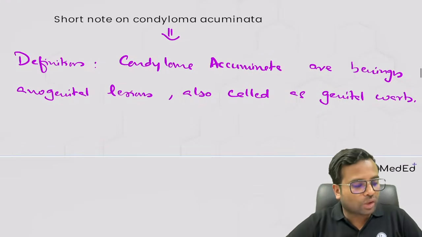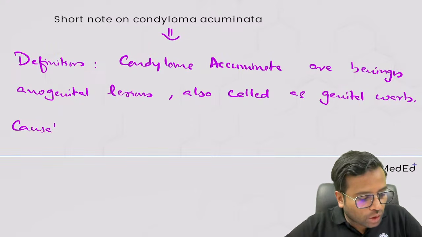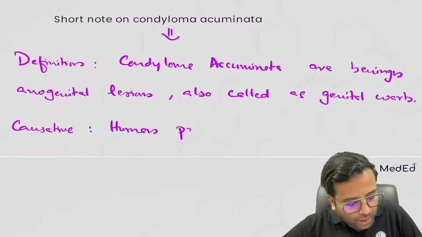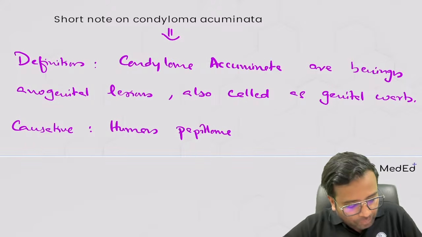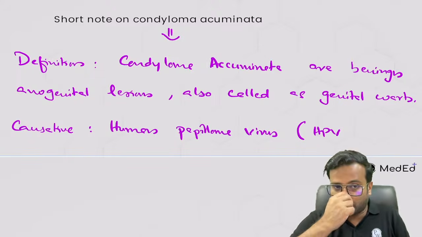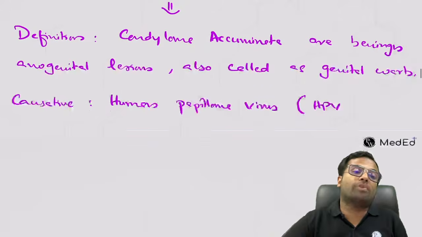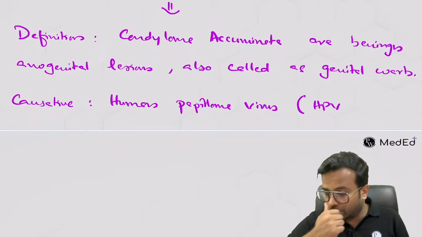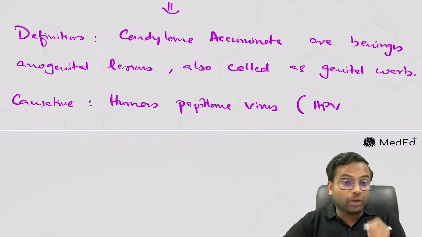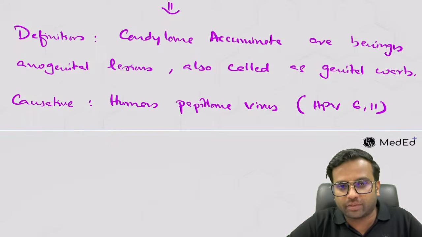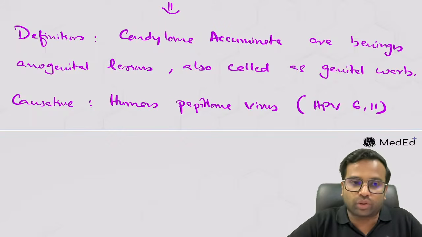And what is the causative organism? The causative organism is human papilloma virus. Now this human papilloma virus, we usually call it HPV. Which type of HPV usually causes a condyloma acuminata? It is HPV, but which HPV? It is 6 and 11. That is what you have to write down.